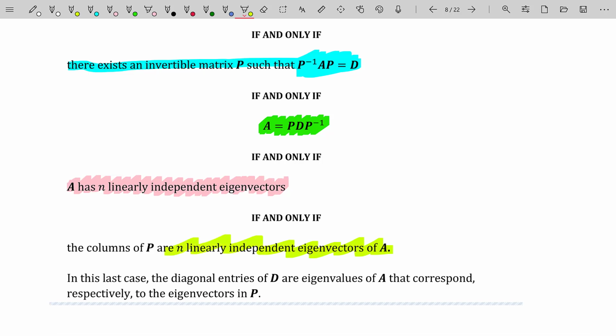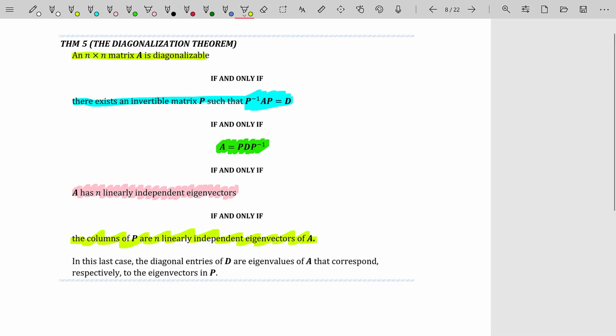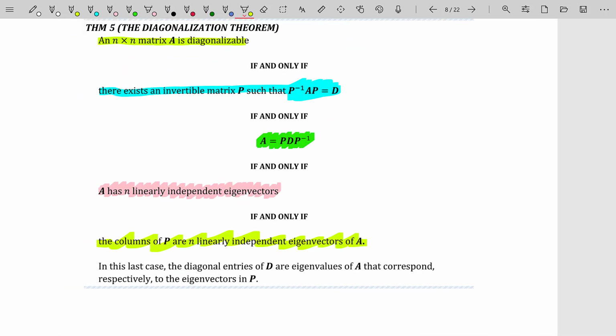Frankly, I ran out of colors to highlight with, so you get the same highlighter as the first one. That last sentence, in this last case, the diagonal entries of D are the eigenvalues of A that correspond respectively to the eigenvectors in P. That is, if lambda sub 1 is in the first column of D, then its associated eigenvector must be the first column of P. And if you have an eigenvalue that's in the 10th column of D, then its associated eigenvector must be in the 10th column of P.